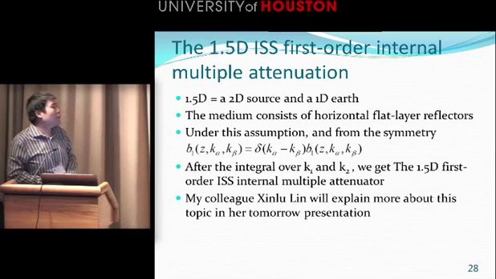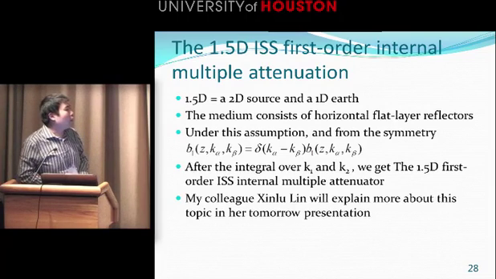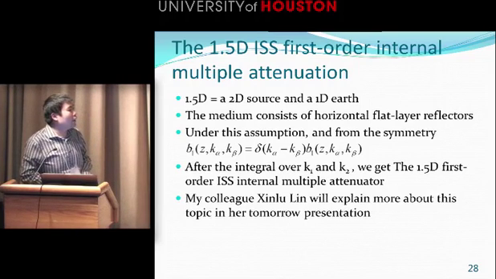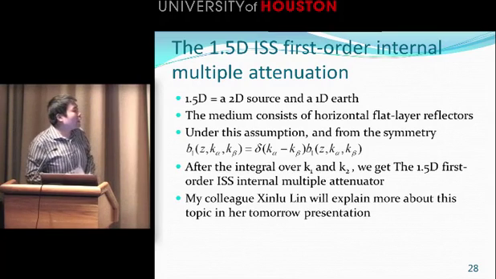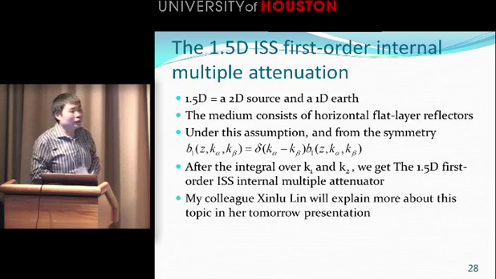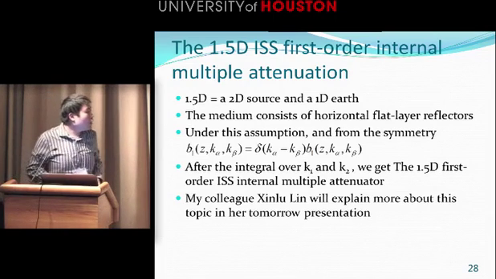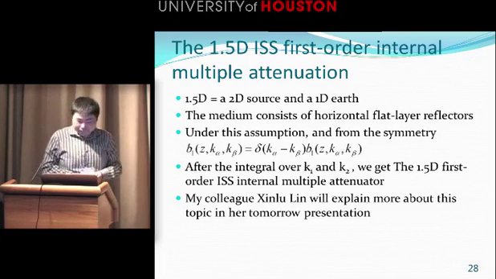Under this assumption, the B1 term, from symmetry, has a delta function here. When we do the integral over k1 and k2, we can get the 1.5D ISS internal multiple attenuation just because we have the delta function here. My colleague Xin-Lu Lin will explain this topic more in her presentation tomorrow.